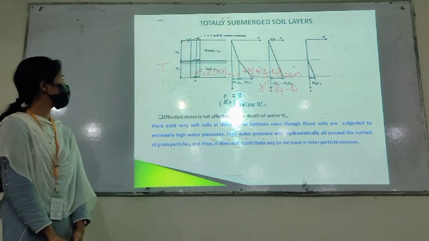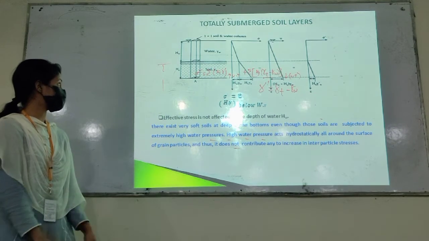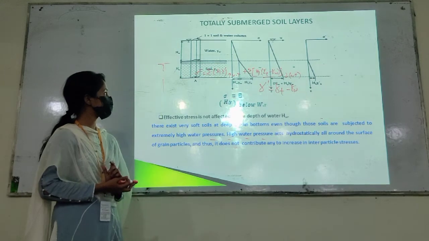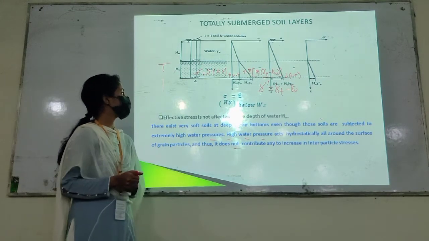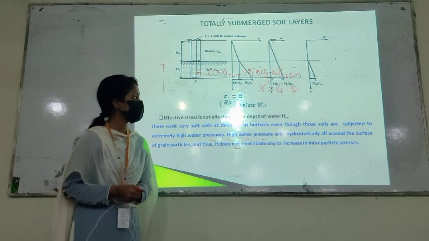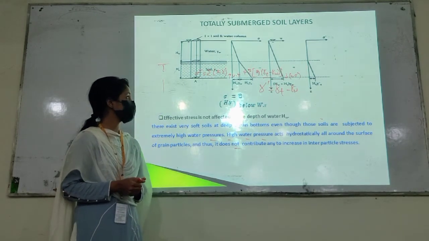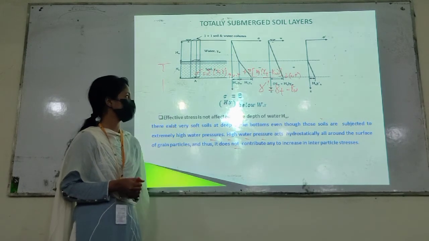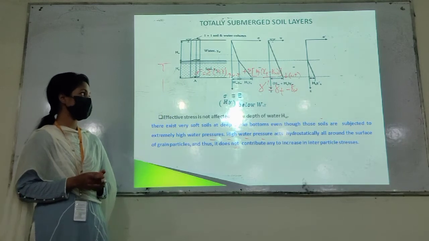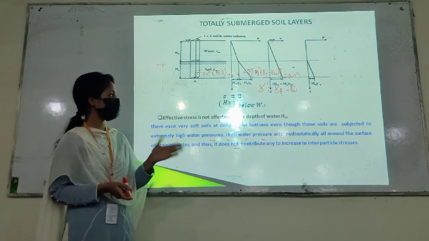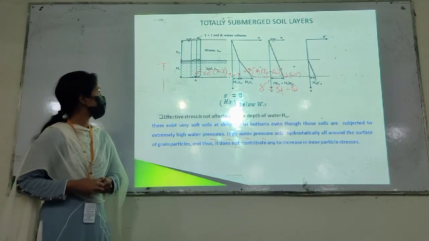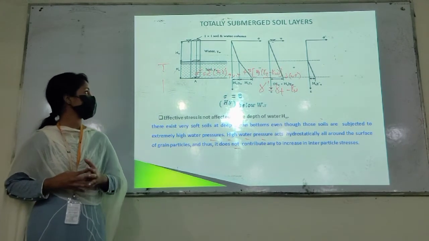Here we can see two layers, one for water and the other for soil. Also we can see three triangles. The first one is for total stress, the second one is for pore water pressure, and the third one is for effective stress. We can use those equations for calculating the total stress, the pore water pressure, and the effective stress. As we can see, the water is acting uniformly throughout the soil layer.